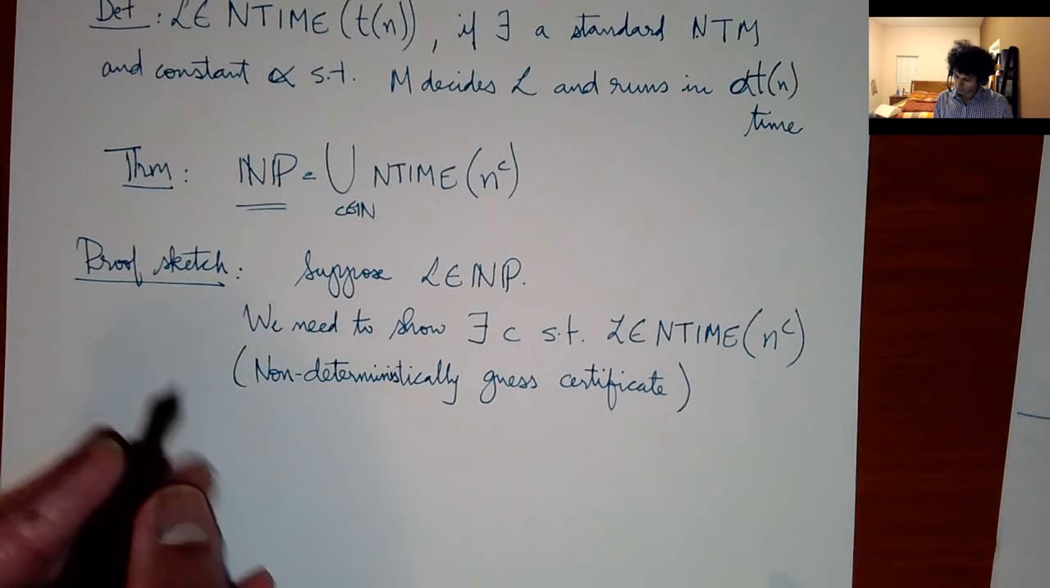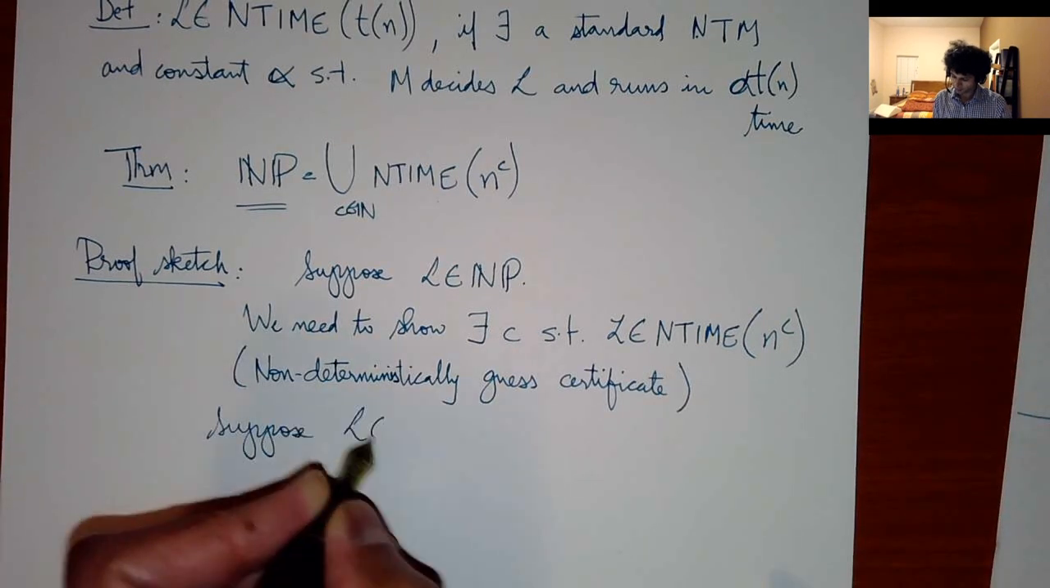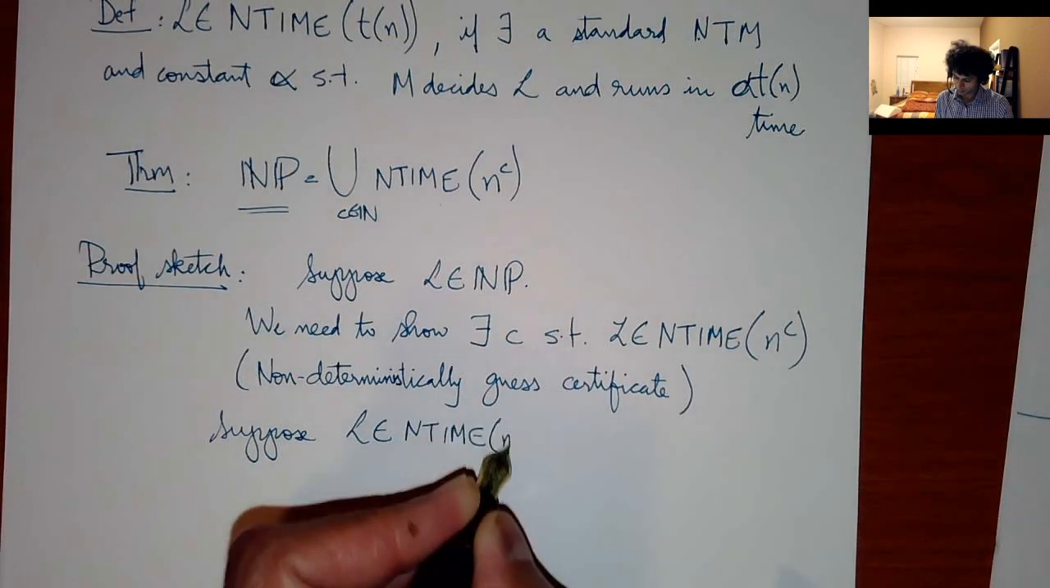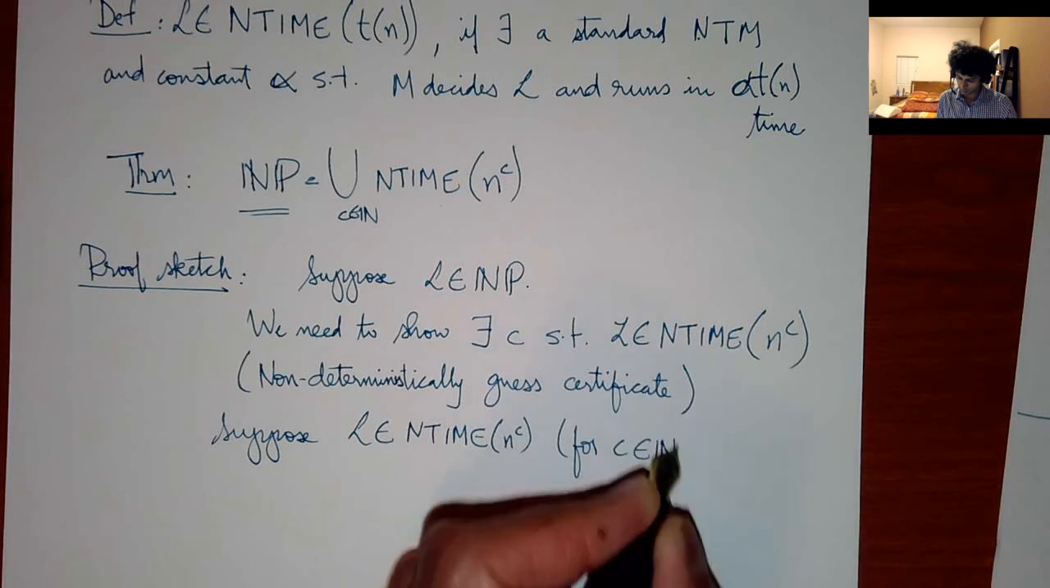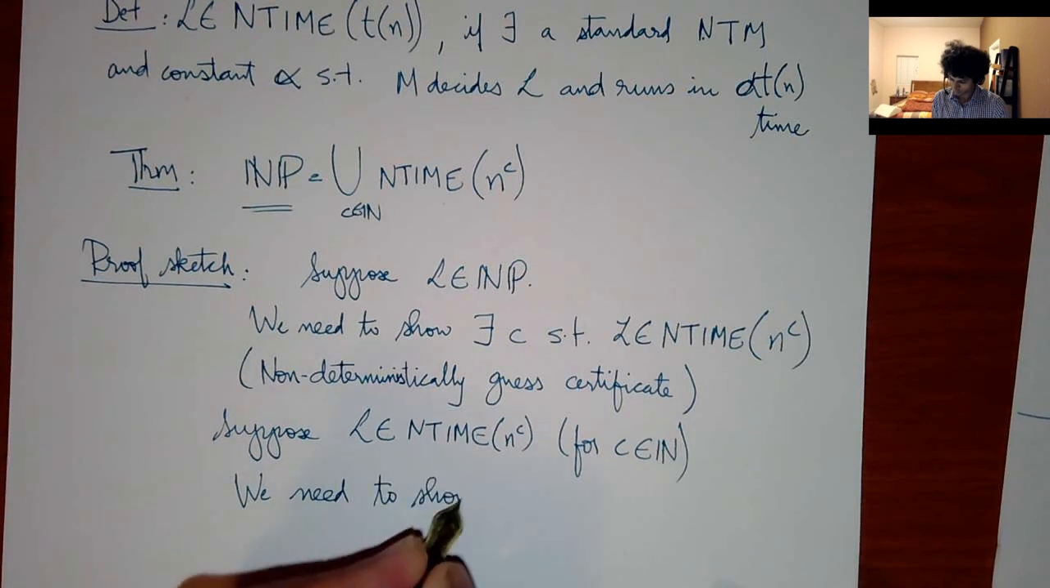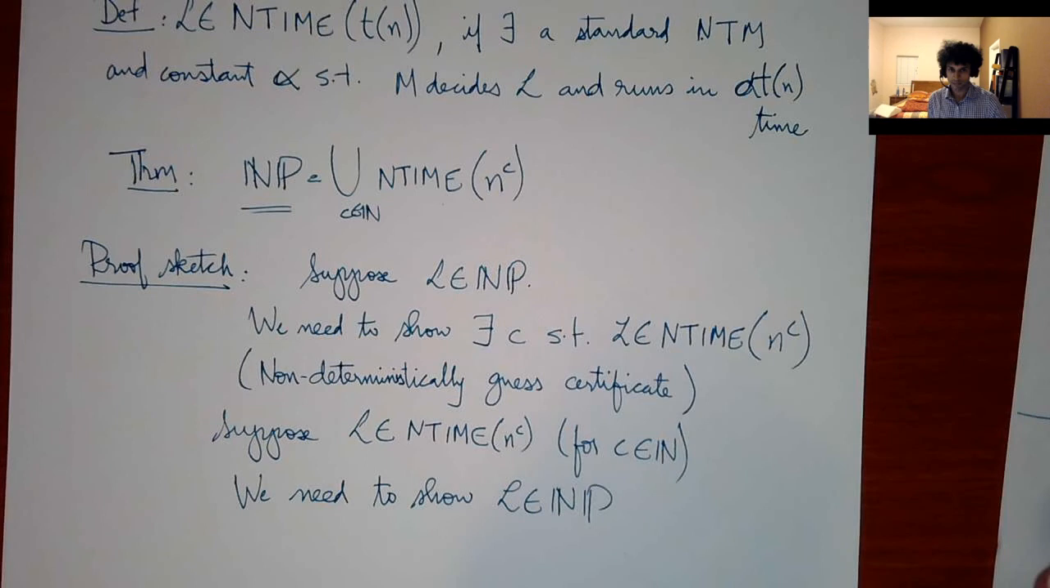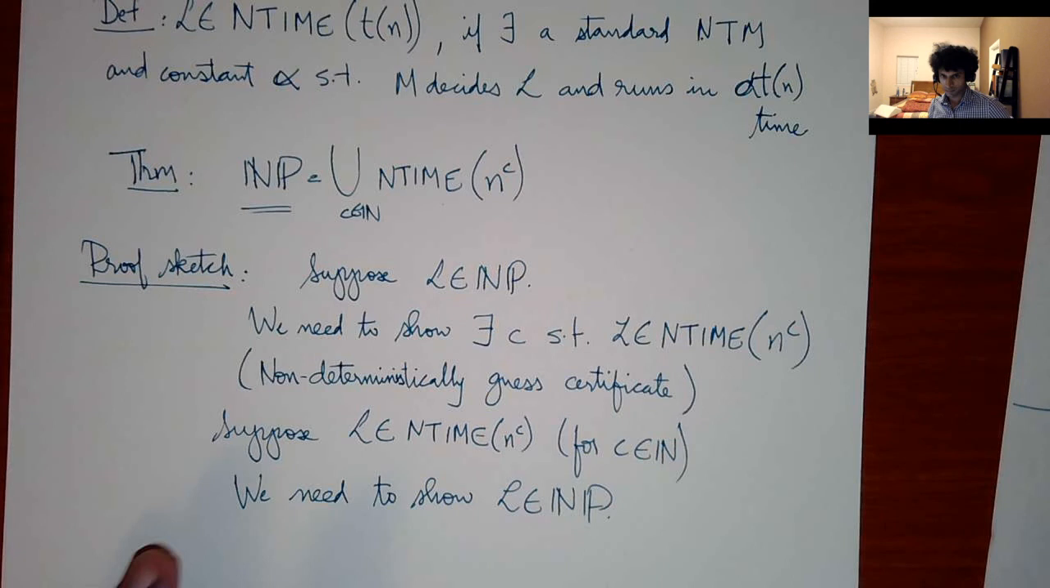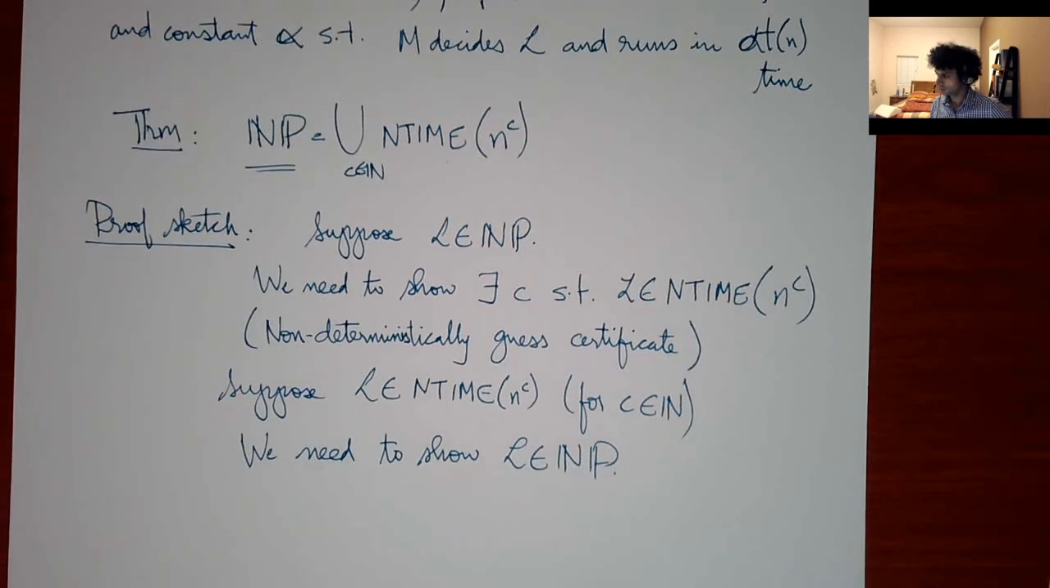Okay, and now suppose L is in NTIME n to the c for some natural number c. We need to show that L is in NP. How does one do that? Your certificate would be the accepting path, right?